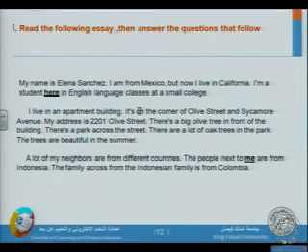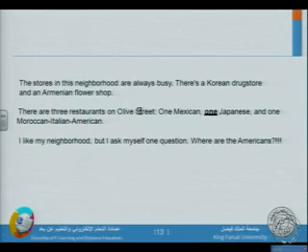The people next to me are from Indonesia. The family across from the Indonesian family is from Colombia. The stores in the neighborhood are always busy. There's a Korean drugstore, an American flower shop, an Armenian flower shop. There are three restaurants in Olive Streets, one Mexican, one Japanese, and one Moroccan, Italian, American. I like my neighborhood, but I ask myself, where are the Americans?